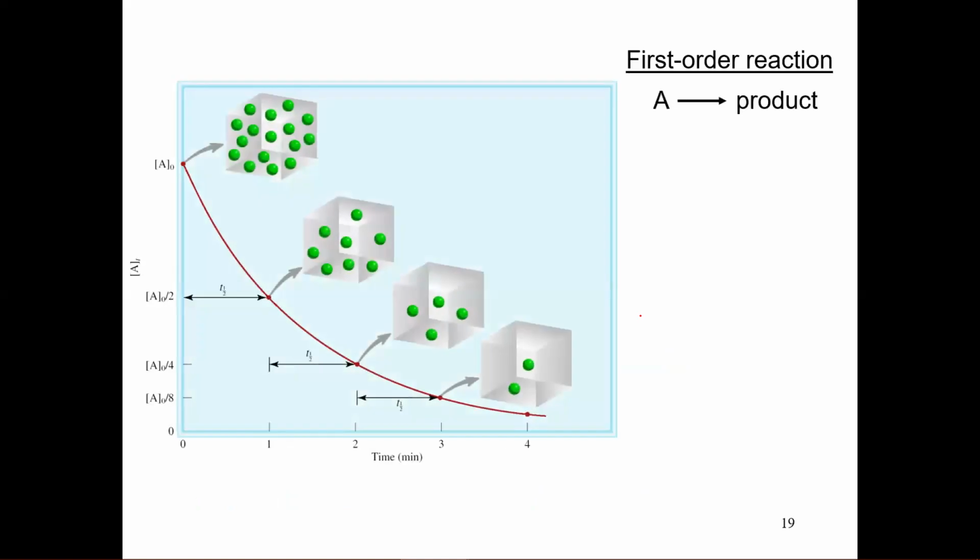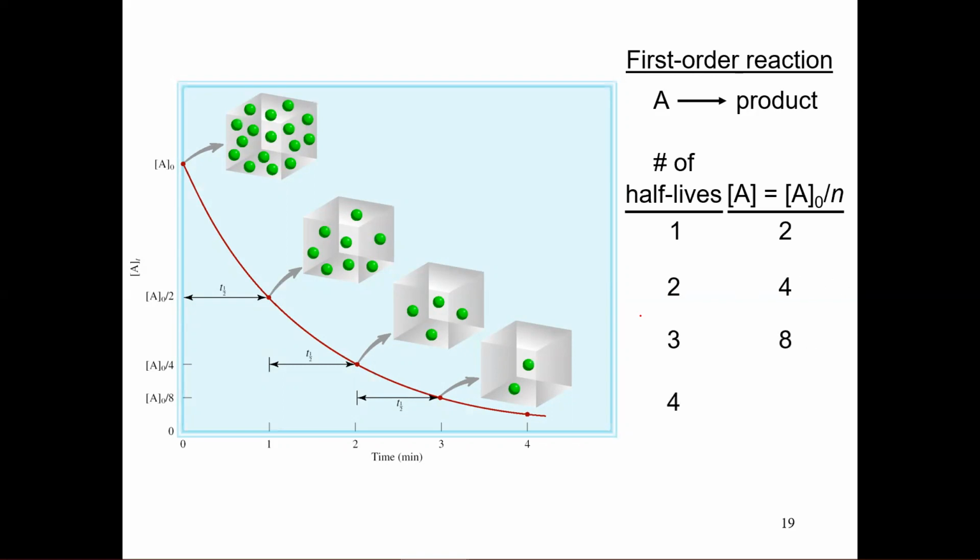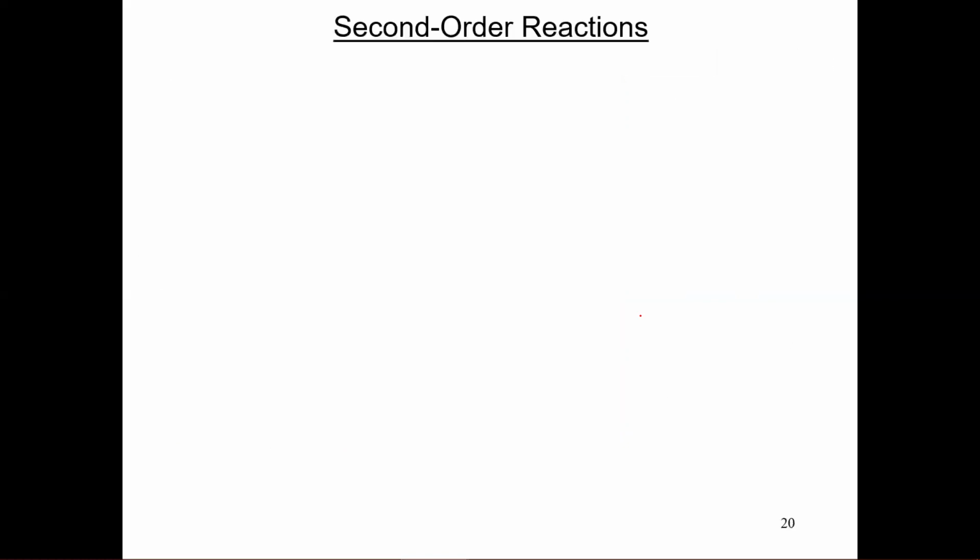Okay, first order reaction, A goes to a product. That's the first order reaction. The number of half-lives there, you have one half-life. There you have essentially one half-life. After one half-life, A0 over n: you have 2, it becomes 4; 3, it becomes 8; 4, it becomes 16.